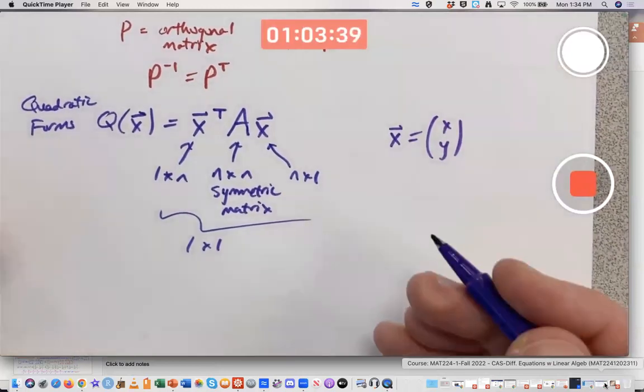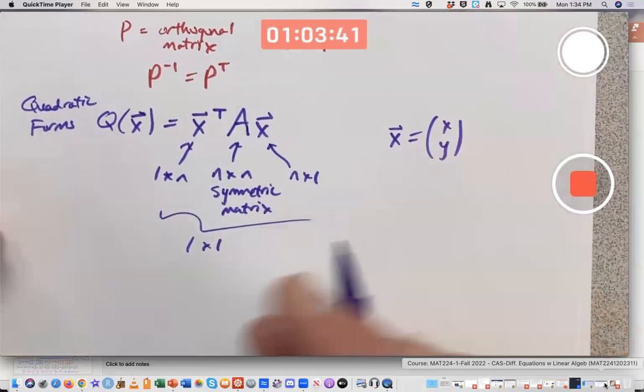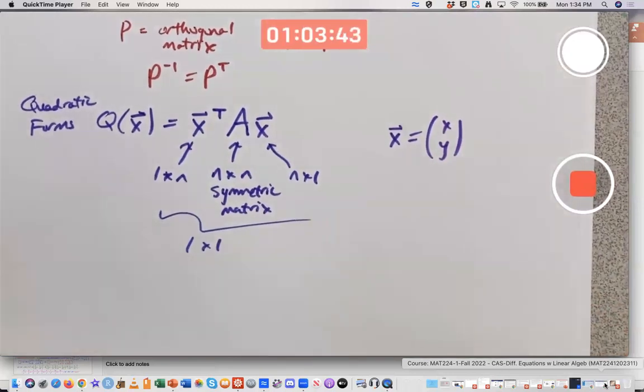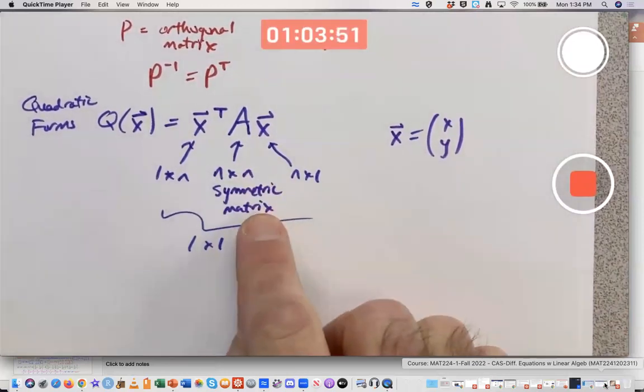What we're interested in with quadratic forms are whether they're what's called positive definite, negative definite, or indefinite. And that's related to the eigenvalues. If all the eigenvalues are positive, they will be real, by the way, because this is a symmetric matrix. If they're all positive, it's called positive definite. If they're all negative, it's called negative definite. If it's a mixture of positives and negatives, it's called indefinite.